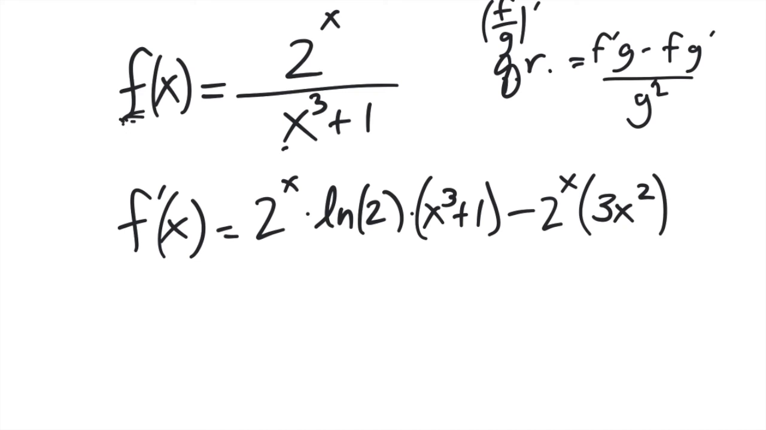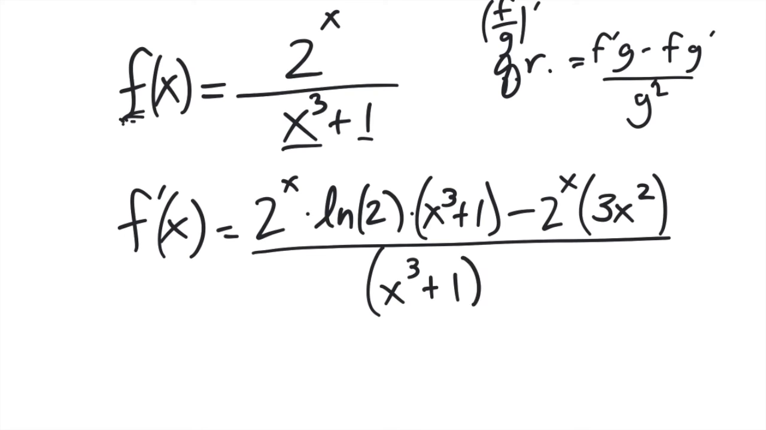And really, technically, it's like 3x squared plus 0, because the derivative of 1 on the end is 0. But you don't need to write plus 0. That's fine. And then divided by x to the third plus 1. And then don't forget, it's not just g on the bottom, it's g squared. Okay, so if you can remember your rules, I don't think they're too bad.